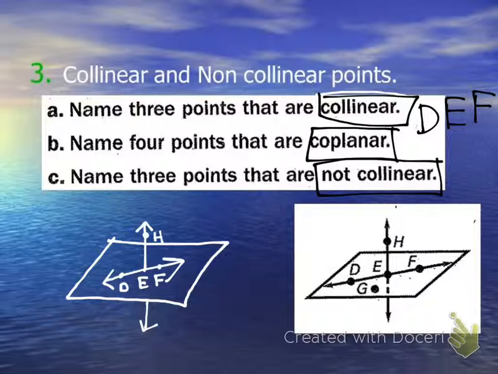The next one, 4 points that are coplanar. So 4 points that are on the same plane. This is where you have to make sure you put G on there somewhere. The flat sheet. What are the 4 points on the flat sheet? D, E, F, G, good. D, E, F, and G.